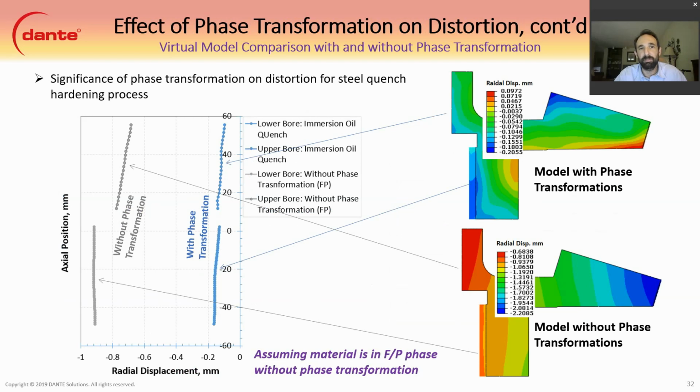This shows the plots of the upper and the lower bores with and without phase transformation, and you can see that it affects both. It's not just that point. It has an effect on the entire size. So with phase transformation, we're about 200 microns, 150 microns. Way out here, we're 900 and 800, 750. So there's a big difference here between using phase transformations and not using phase transformations. So I just wanted to share that with everybody.